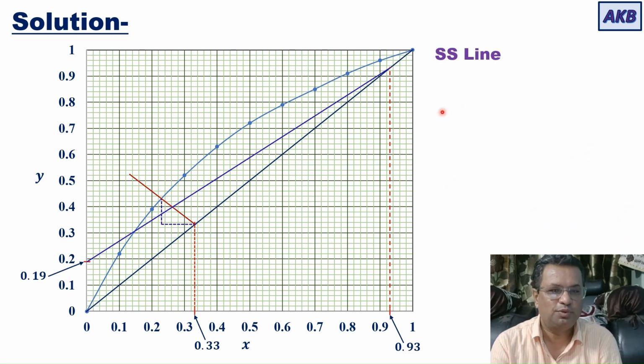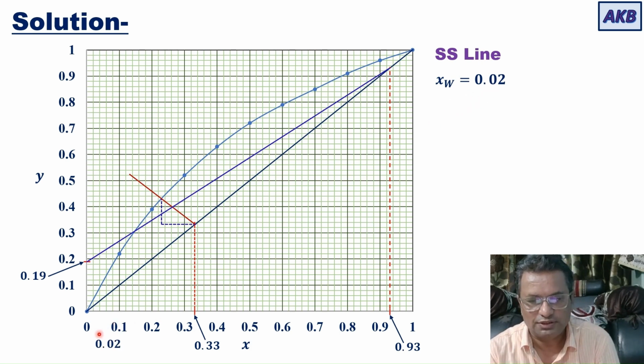Next, we need to plot the stripping section line. And for plotting the stripping section line, we are going to use this information. XW is 0.02. Earlier we calculated this value. So we will locate 0.02. 0.02 will be located over here. Then we will go to the diagonal line.